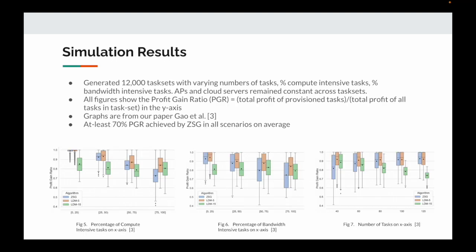So now simulation results. To test ZSG, the heuristic algorithm, we generated 12,000 task sets with varying number of tasks, varying number of compute intensive tasks, and varying percentage of bandwidth intensive tasks. Whereas the values for the access point and cloud servers remained constant across task sets. So in all our figures, in the y-axis, we have shown profit gain ratio.